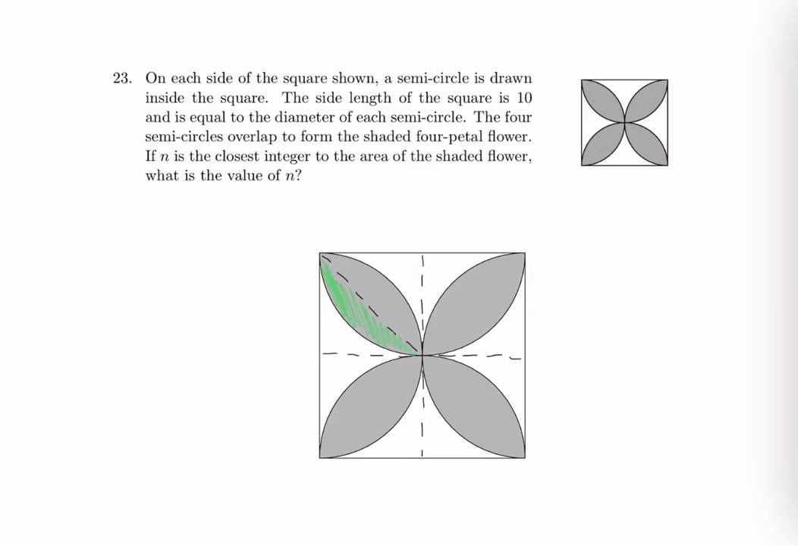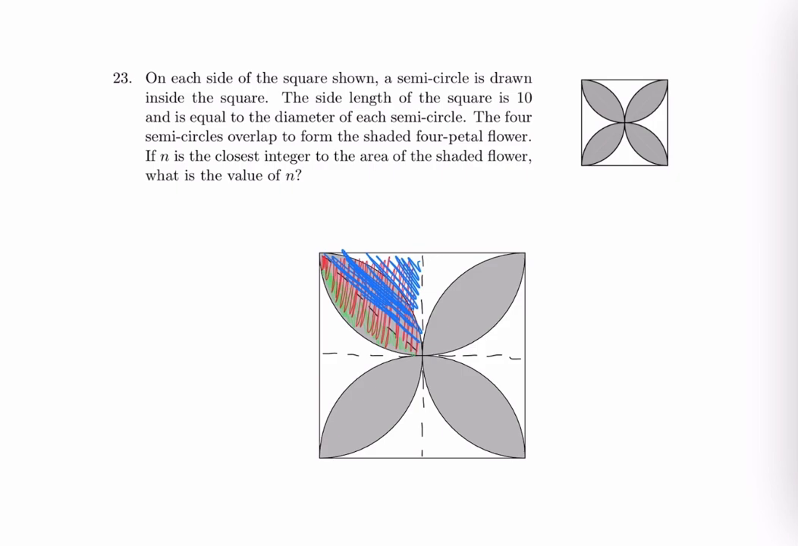Well, we can first find the area of this red sector over here. And then we also find the area of this blue triangle over here. And when we subtract the area of the blue triangle from the red sector, we get the area of the green half petal. So then we can multiply it by 8 to get the full area.